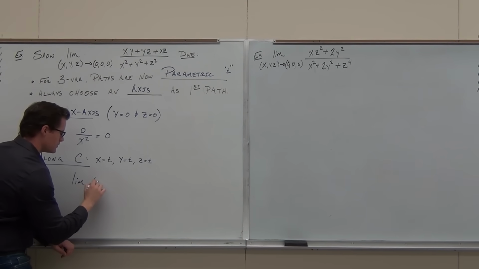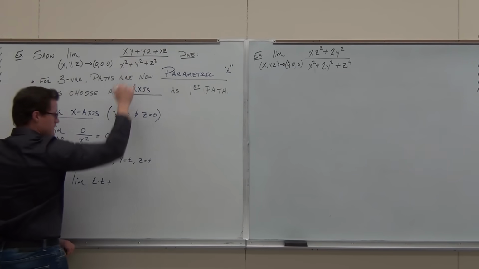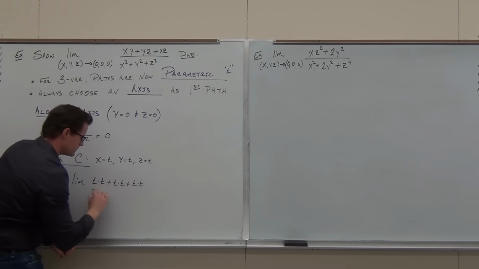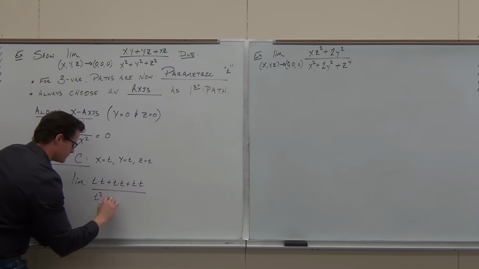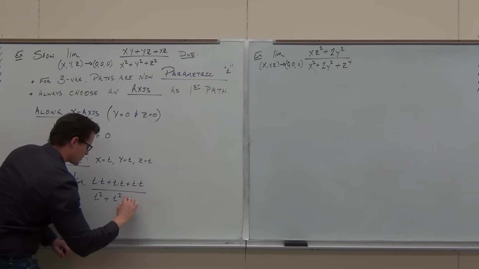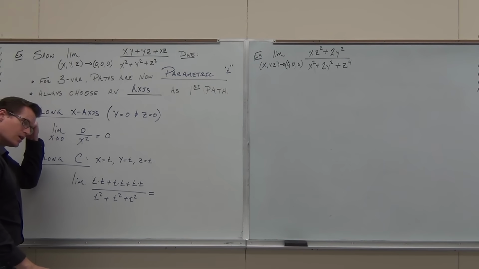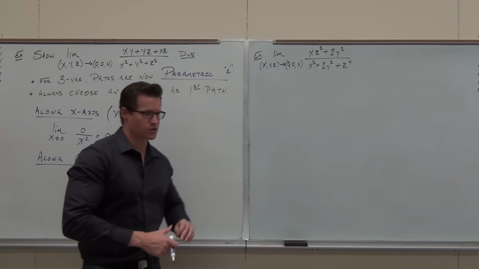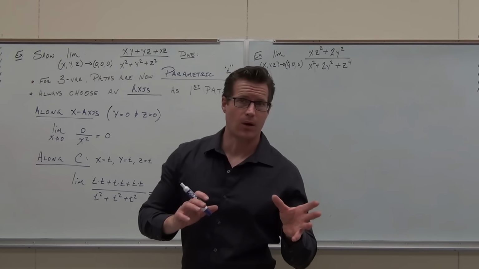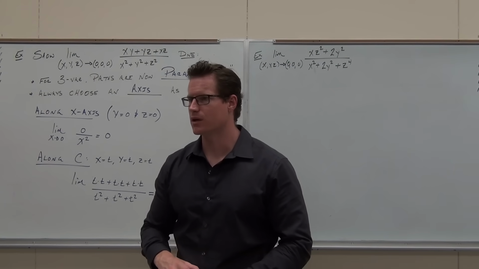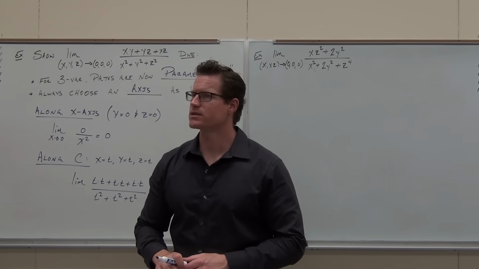t, t, t squared, t squared, t squared. Super fun. Hey, what now? Now this is an interesting question. What is now our independent variable, since we basically just parameterized this function? t. What's t approaching? 0.